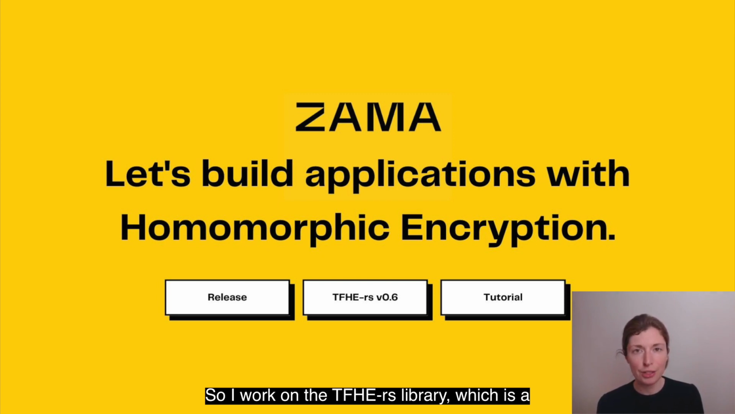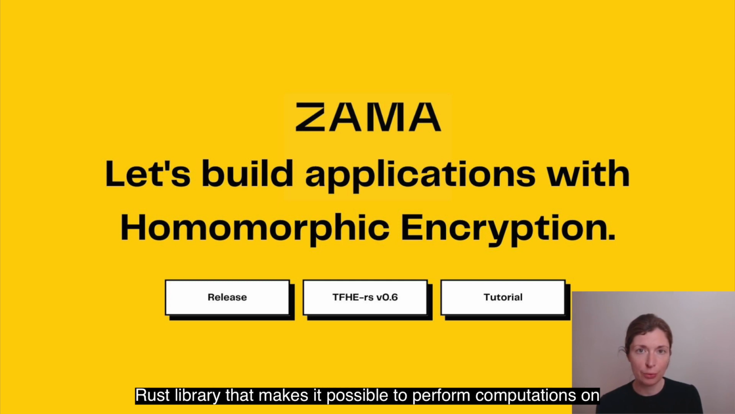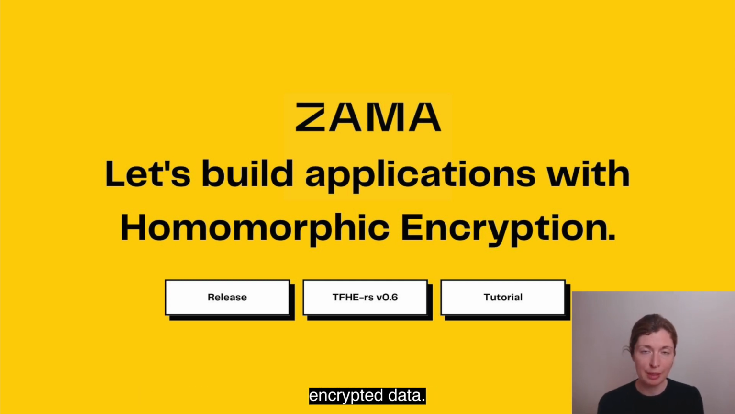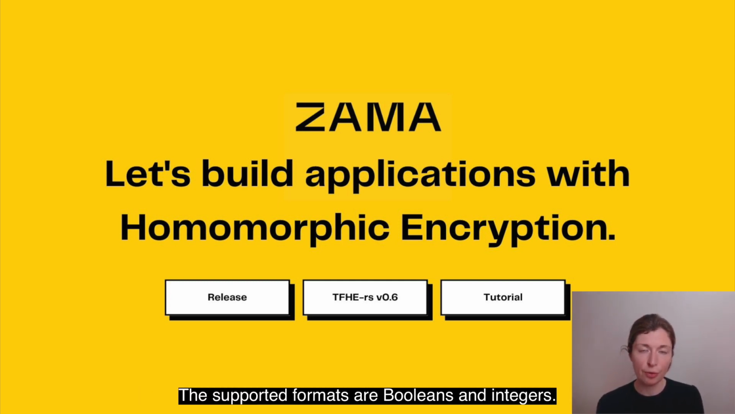So I work on the TFHE-rs library, which is a Rust library that makes it possible to perform computations on encrypted data, and the supported formats are booleans and integers. We just released version 0.6 of TFHE-rs with a lot of new features, and today I'm going to show you how to use GPU acceleration in the library.